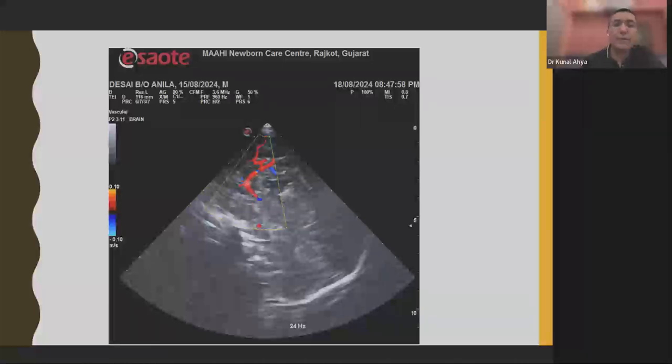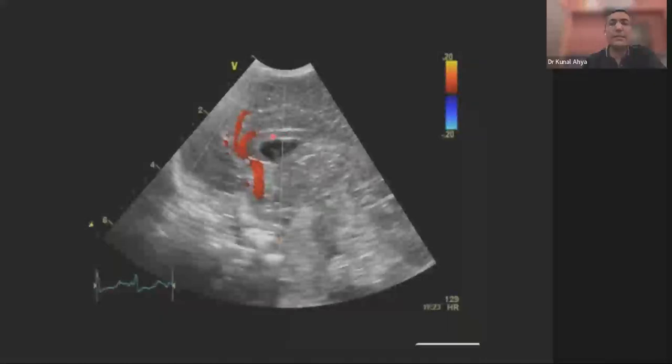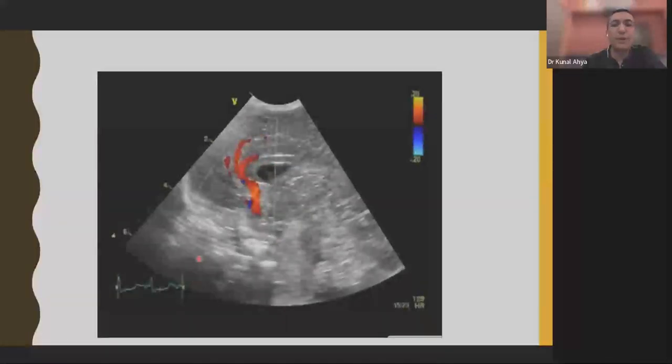So you'll put your window over here, and your angle of insonation should not be more than 15 degrees. So your probe line should be passing exactly through this. So your angle of insonation should be taken care of. Otherwise, you will not get a proper reading in this patient. So this is how you will be able to see the flow. It will be a pulsatile flow.